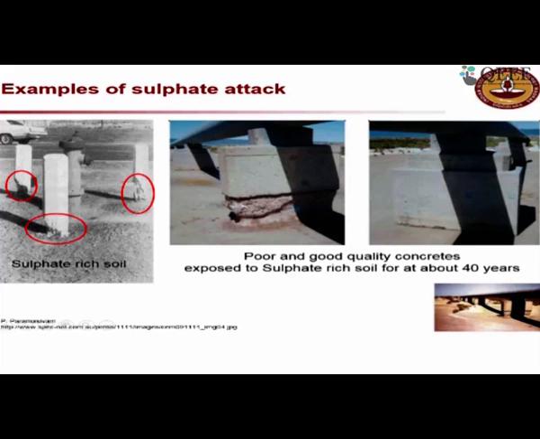So as you can see in the picture on the left side, it shows heavy degradation of the concrete. On the right side, they actually used a better quality concrete which could resist sulfate attack. So this indicates that we can actually engineer our concrete so that you can get a longer life. So we can do many things to prevent this sulfate attack.